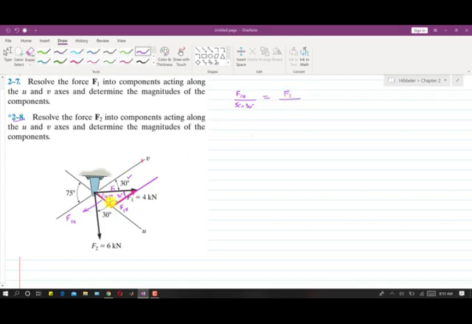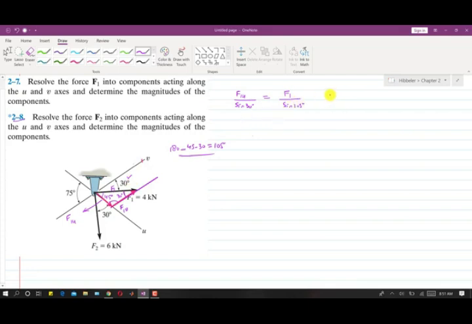So what is this angle? The summation of all the angles of a triangle is 180. So if we subtract both of these, 180 minus 45 minus 30, this comes out to be 105 degrees, right? So this angle is 105. The angle opposite to F1 is 105 degrees, so I will write sine of 105 degrees.